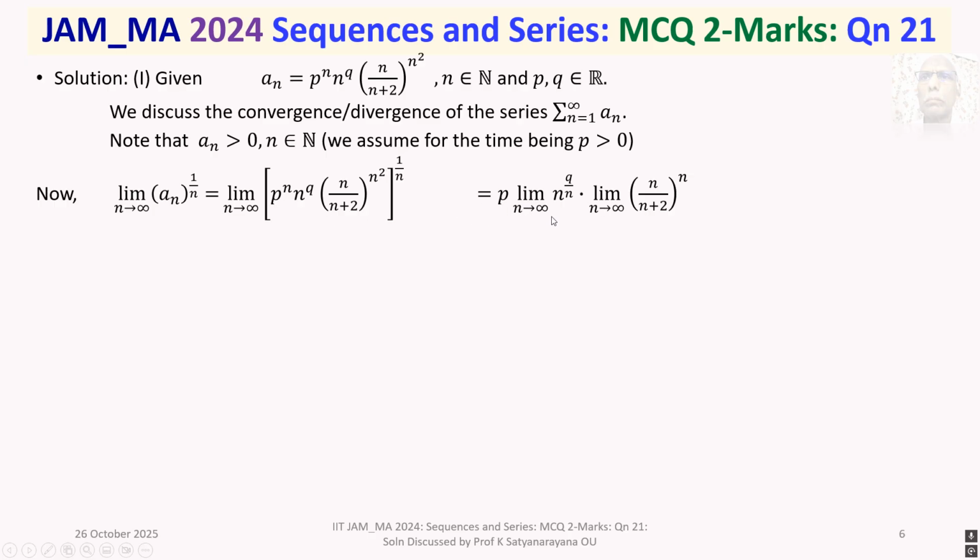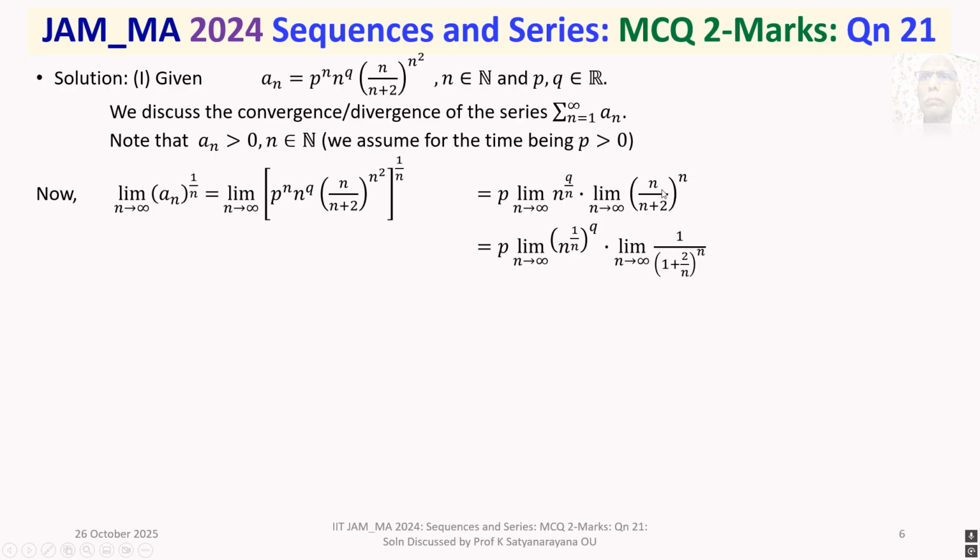Limit n tends to infinity of n to the power of q by n, into limit n tends to infinity of (n by n plus 2) to the power of n. The limit of the product is equal to the product of the limits, you are using that, and that is equal to p into limit n tends to infinity of n to the power of 1 by n, to the power of q, multiplied by limit n tends to infinity of 1 by 1 plus 2 by n.